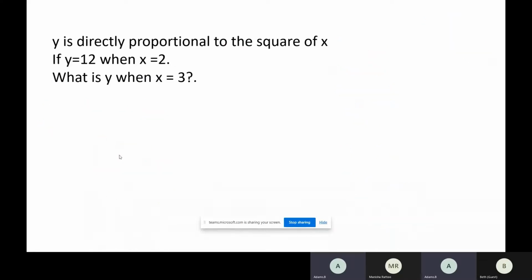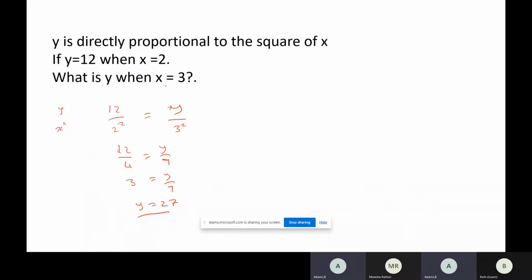You could say, what about when we have proportional to the square of? Well, it's exactly the same. I get them to write it in the margin just so they're reading it off, but 12 over 2 squared is equal to y over 3 squared. So 12 over 4 is equal to y over 9. 3 is equal to y over 9. Y is equal to 27. So it's much easier than the traditional method.